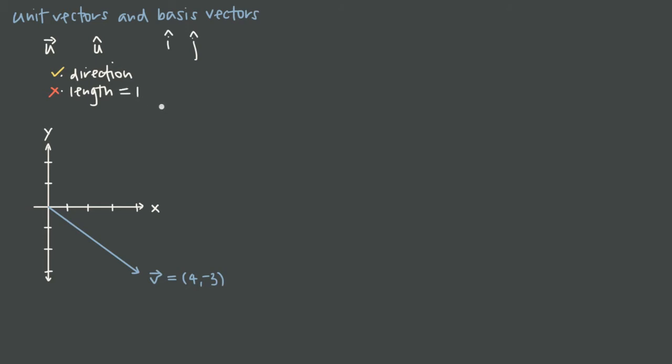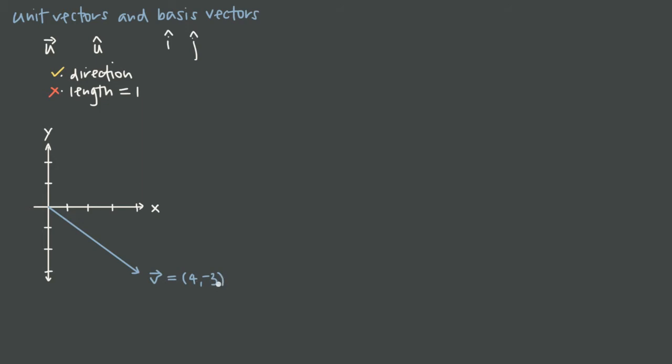And having a length of 1 versus some other length, we'll look at the length of v in a second, is going to help us to simplify a lot of the work that we're doing with these vectors. So that's why we're interested in finding unit vectors associated with some other non-unit vector. So here's the idea of a unit vector. Here's how we might find it. If we want to find the unit vector that points in the direction of this particular vector v equals 4, -3, here's how we would do it.